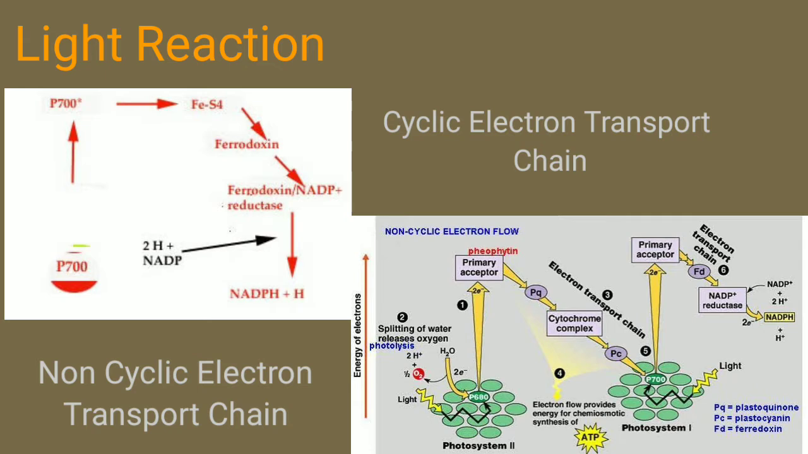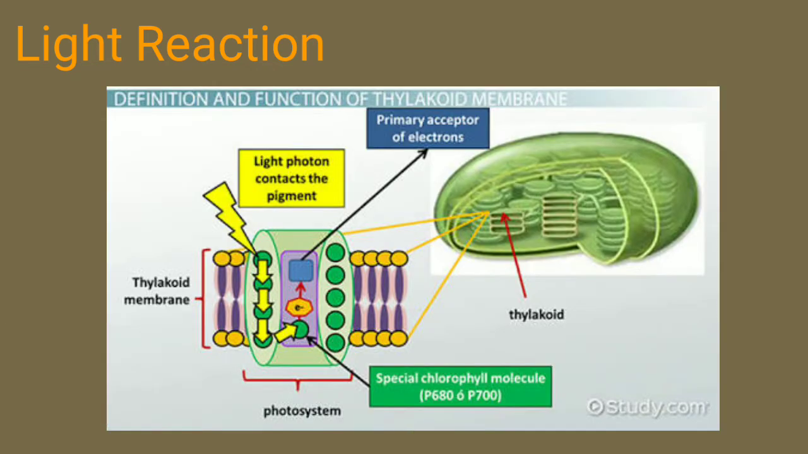And this happens with some electron acceptors, and this whole process is called the electron transport chain, which we also call photophosphorylation. And we studied photophosphorylation in two types. One is cyclic photophosphorylation and the other one is non-cyclic photophosphorylation.